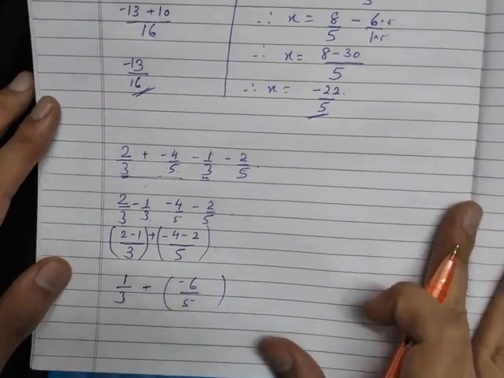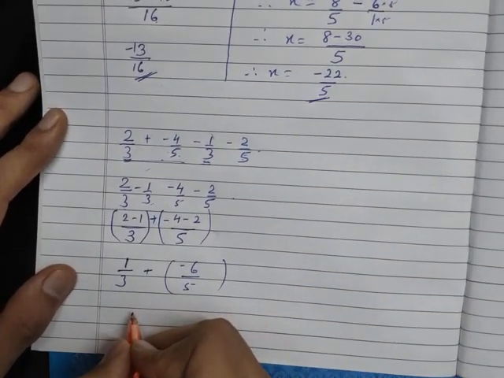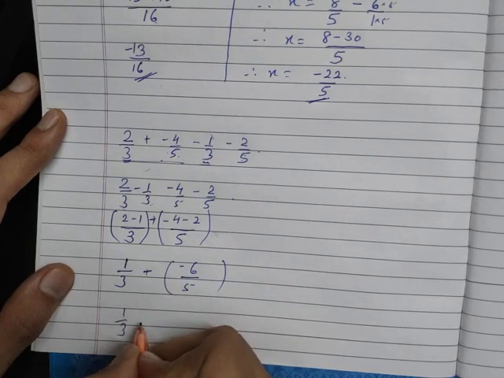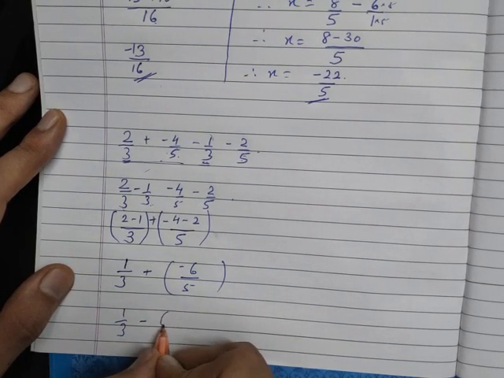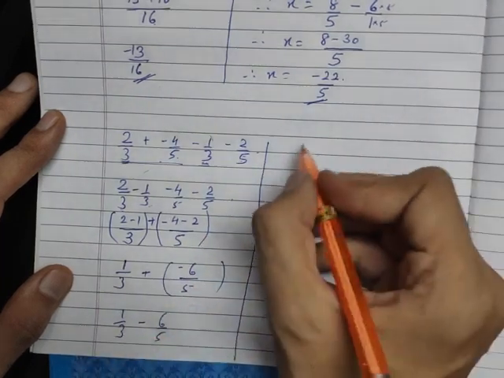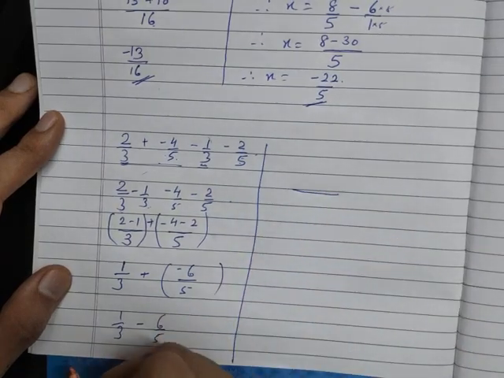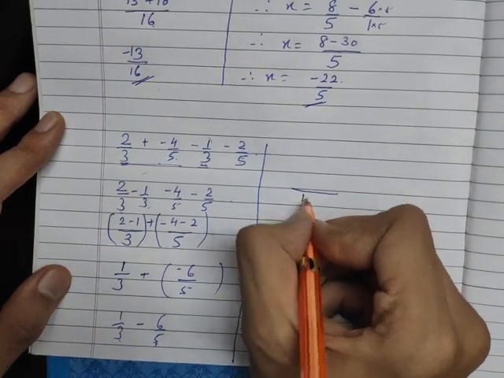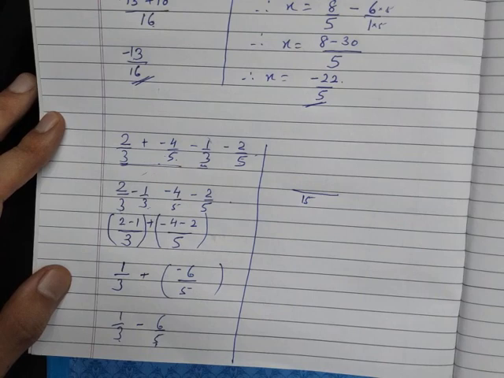Now further, I'll get 1 by 3 as it is, plus into minus, minus 6 upon 5. If I solve it further, I'll have to take the LCM. Now a number which comes in 3's table as well as 5's table. So can I say 15? 15 becomes the LCM? Yes. Nice.